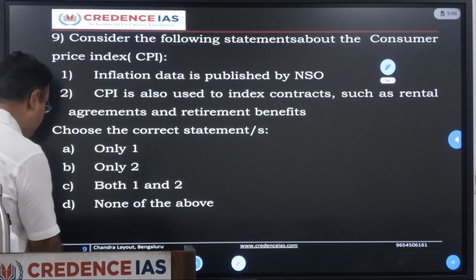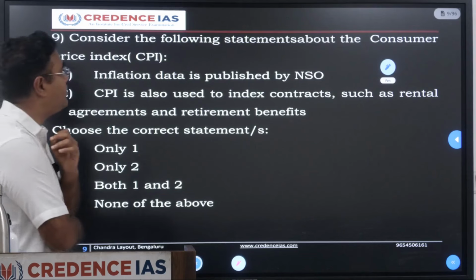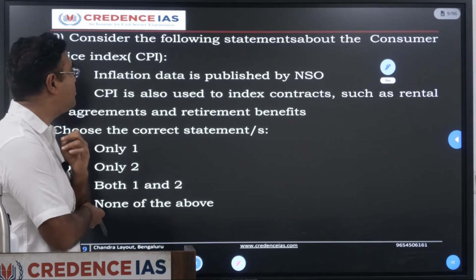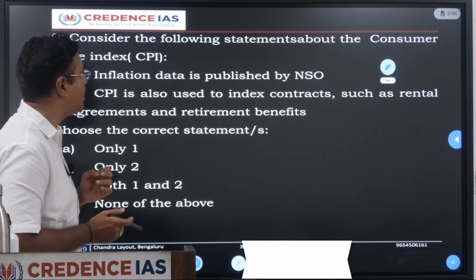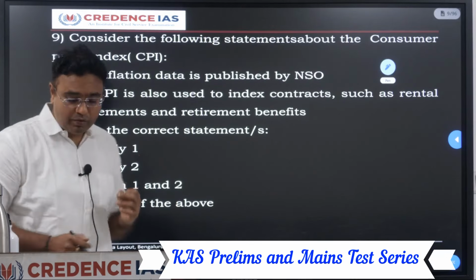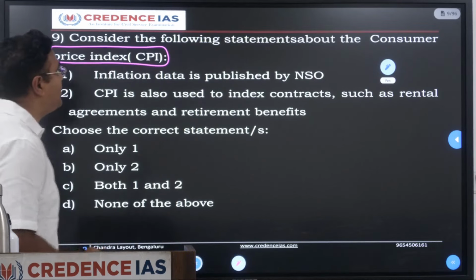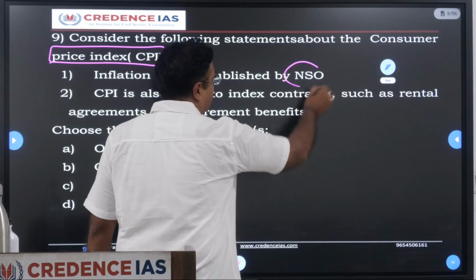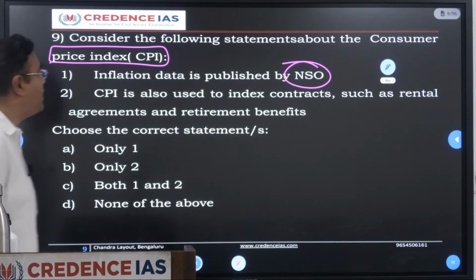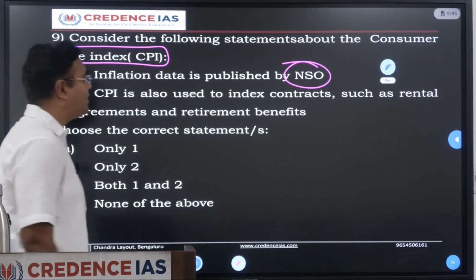So, moving on to the next aspect, consider the following statements. Consumer price index, so inflation data is published by NSO. CPI is used to index contracts such as rental agreements and retirement benefits. Which of the following statements are true? Inflation data is published by NSO, that's true, the National Statistical Organization.